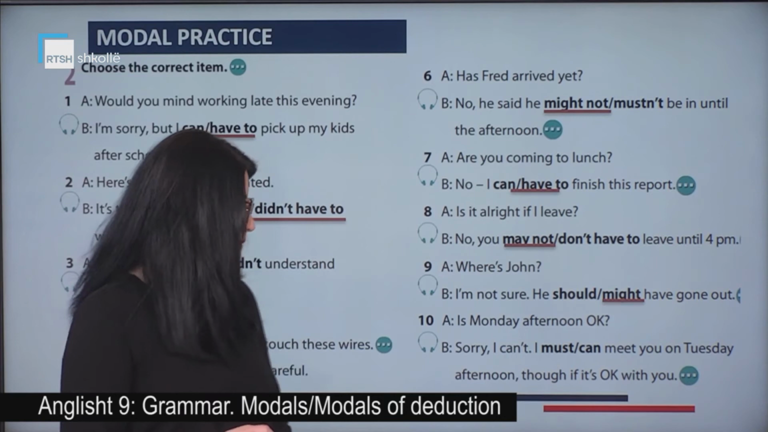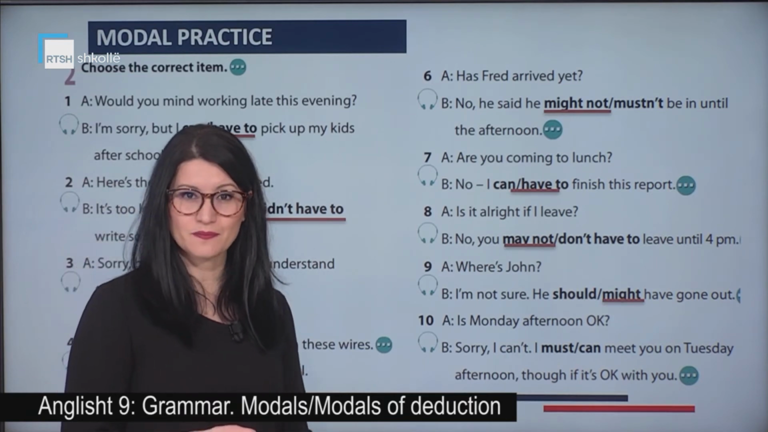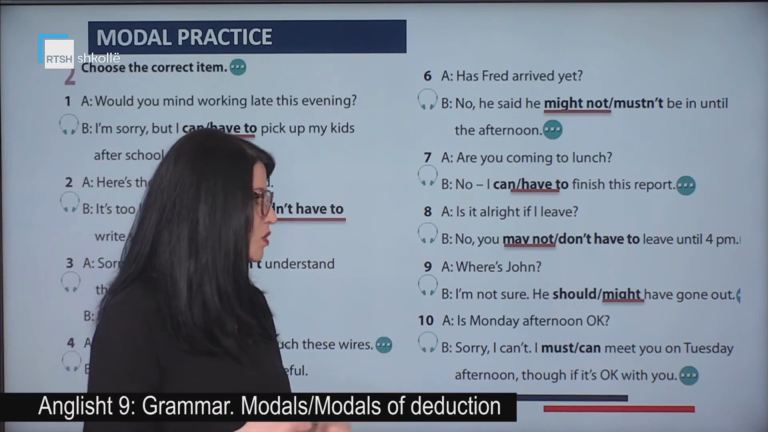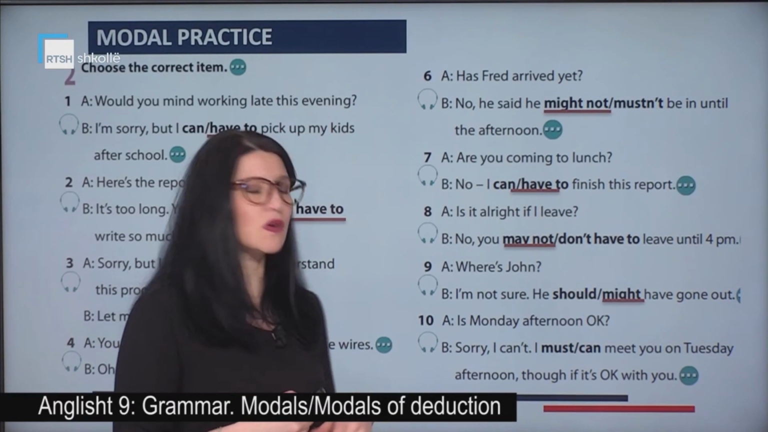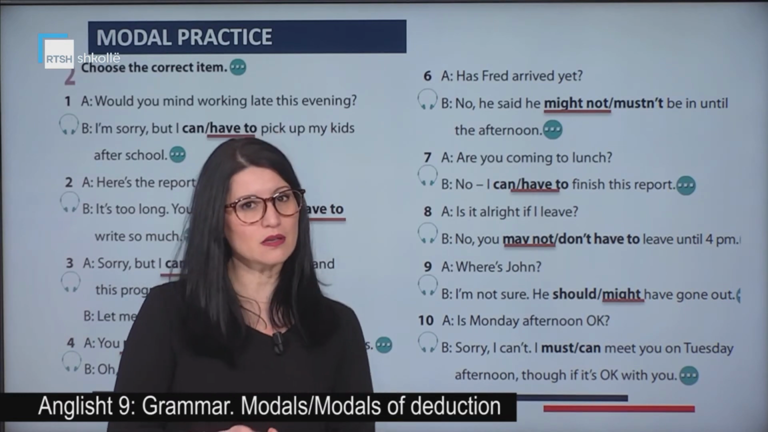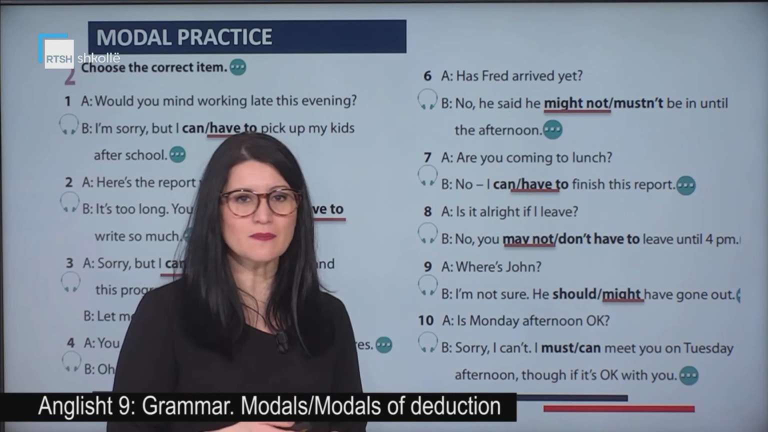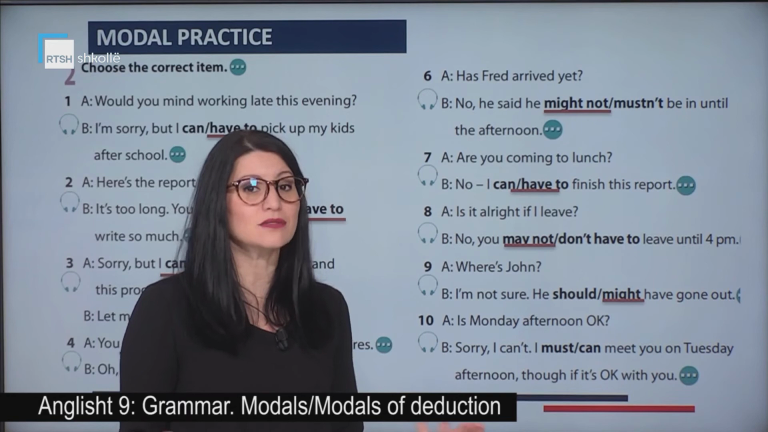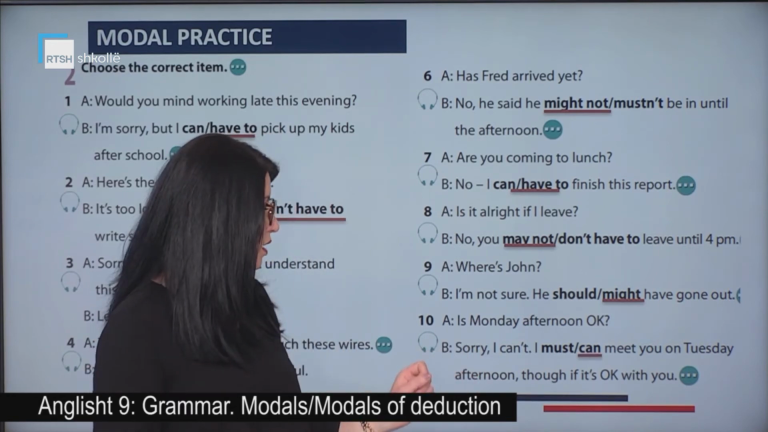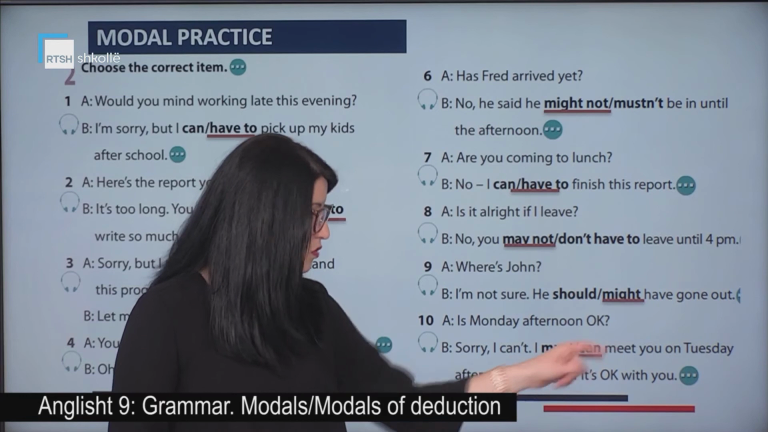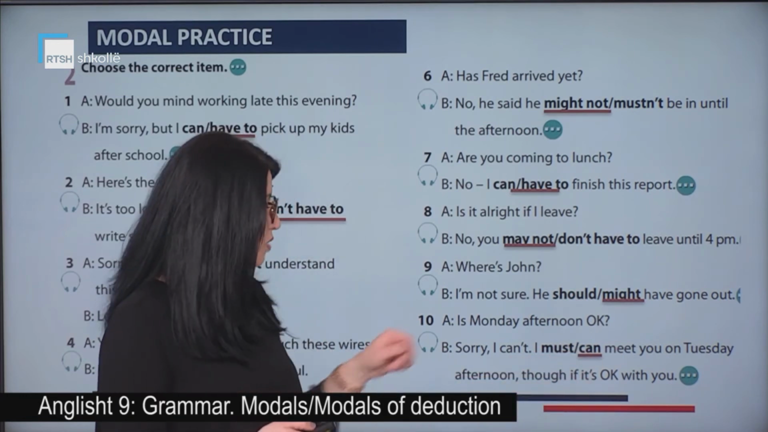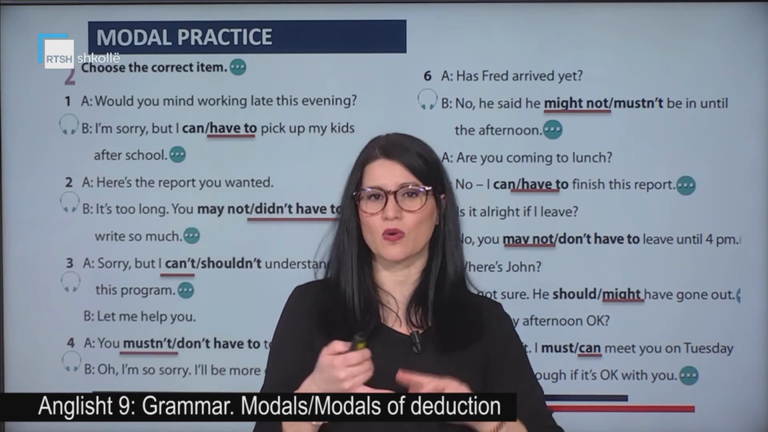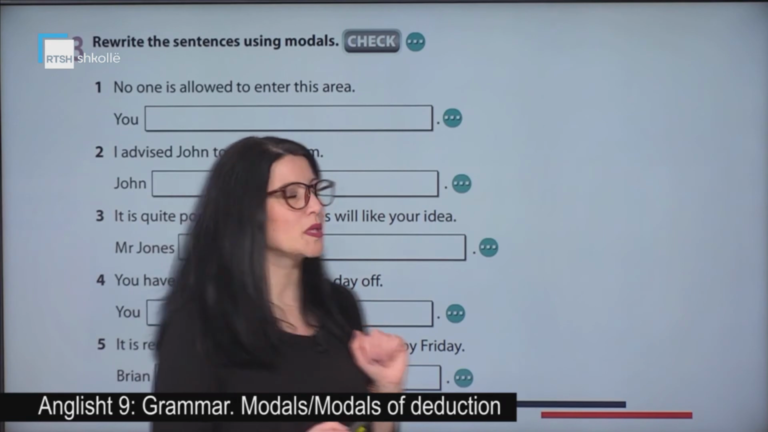Number 10. Is Monday afternoon okay? And the answer: sorry, I can't. I must or can meet you on Tuesday afternoon, though, if it's okay with you. So what do you think? What does the answer imply? So it implies that this person can't go, right? So we are going to say I can meet you. It is possible that I meet you on Tuesday, because we learned that we can use can to express possibility, permission, or ability. Now let's go on with another exercise.